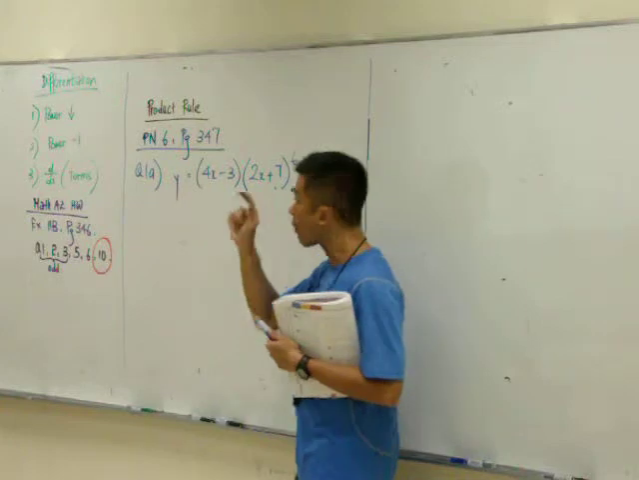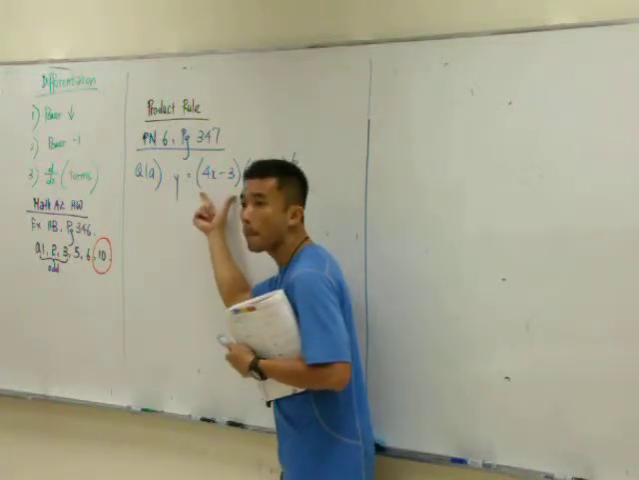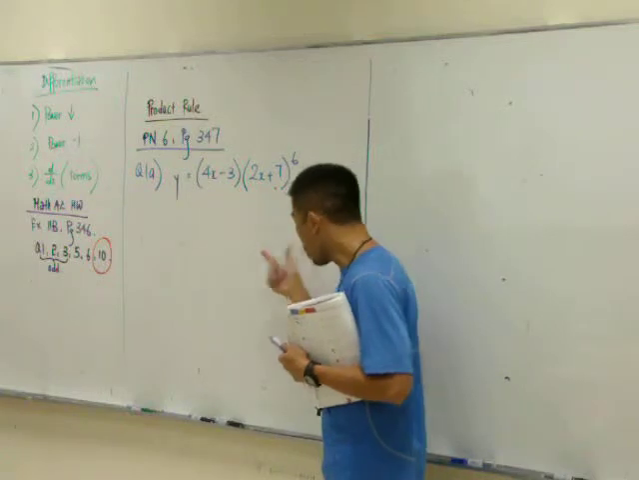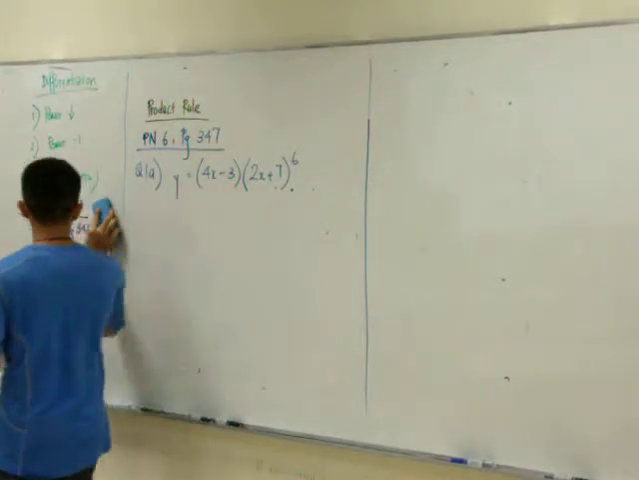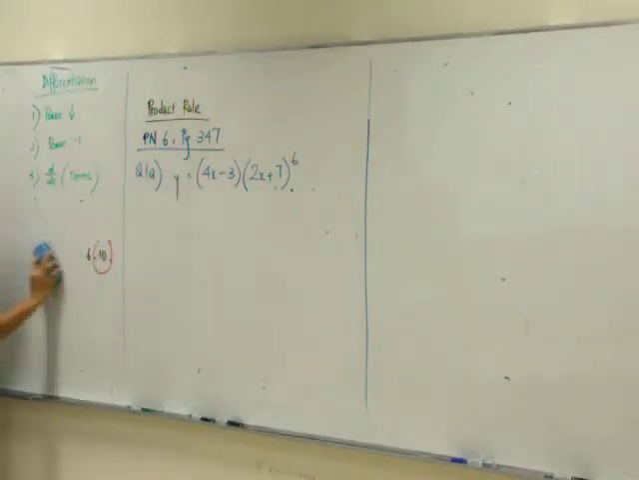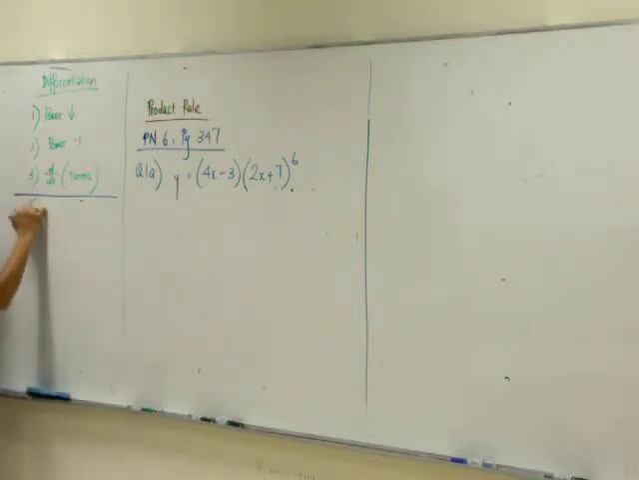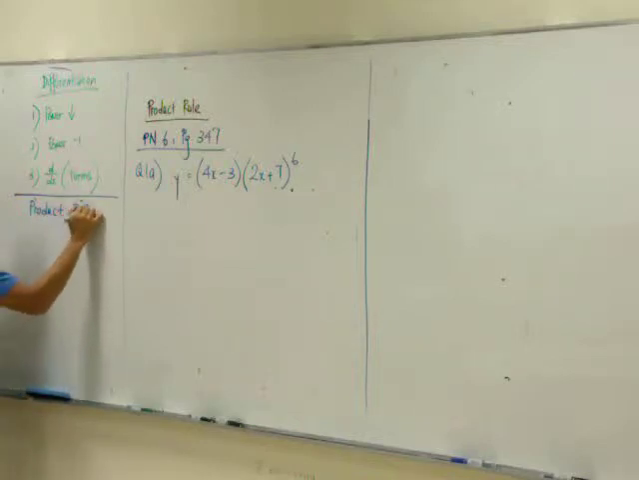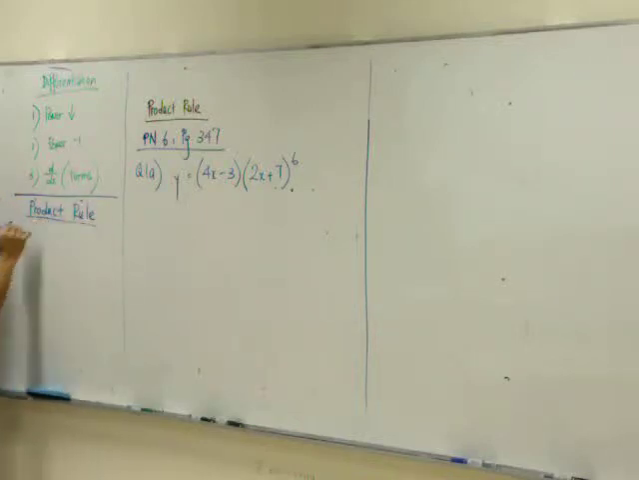So you must tell yourself, can you see this is one composite function? This is another composite function. So it means that whenever you have two composite functions multiplied together, you need to make use of the product rule. Okay, how do we make use of the product rule? There are only 2 steps.